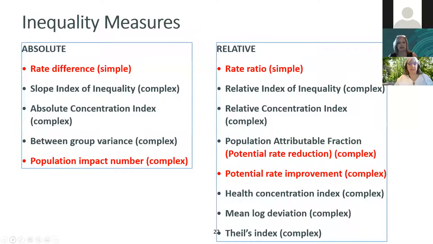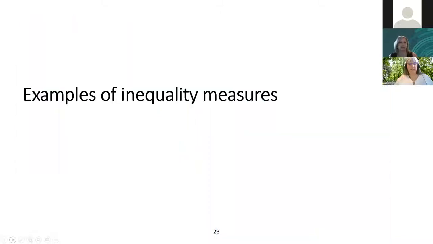Next slide. For ease of understanding and reporting, it is best to consider a combination of both simple and complex, as well as absolute, which is difference-based, and relative, ratio-based measures. CIHI has selected the measures in red as ones that are more easily understood by a wider audience of users and ones that provide a comprehensive description of health inequality that reduces reporting bias. Next slide. And now I'm just going to go over a few examples here about how they can be used and what the interpretation would be. So next slide.